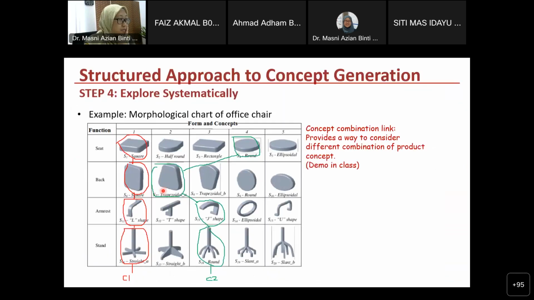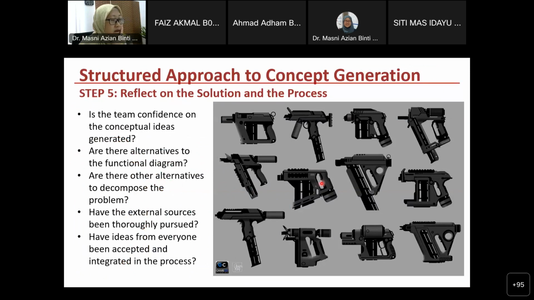Okay, and then maybe you can consider other alternatives to decompose a problem, breaking it down into smaller sub-problems. Okay, maybe you can consider a unique approach. So it is an iterative process. Okay, the design concept is an iterative process. It can keep on evolving sampai everybody is satisfied with your design ideas.